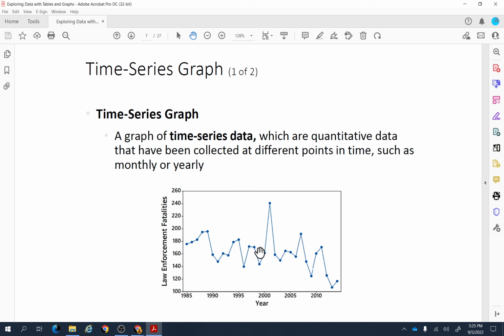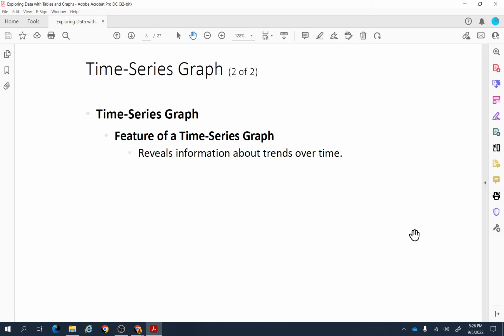Sometimes we can use a time series graph. A time series graph is a graph which displays the time. As you can see here, the horizontal axis is for the time. Like in 1985, this is the value for the data. In 1990, this is the value for the data. So it's a time series. By using a time series, you can reveal the information about the time and the data at the same time.